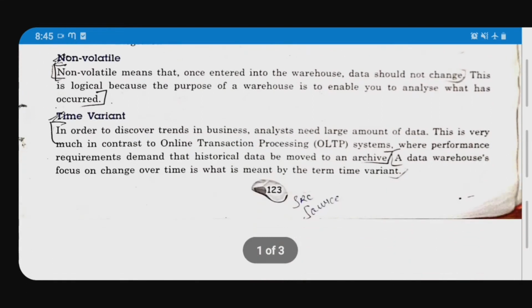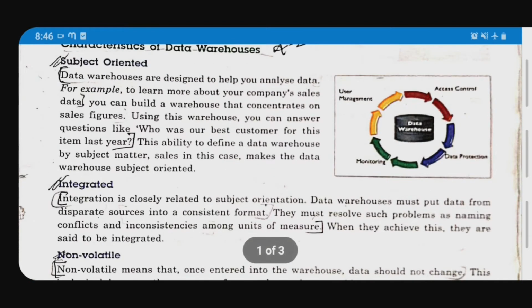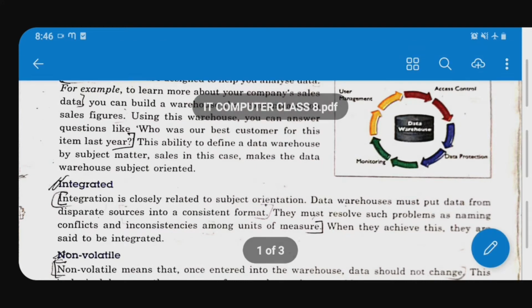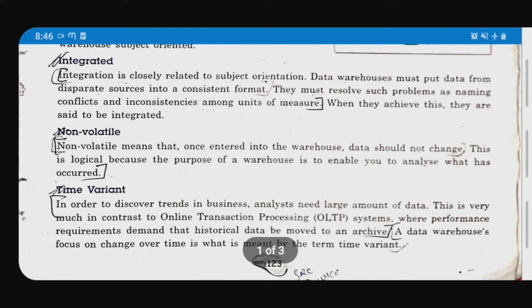Time variant. In order to discover trends in business, analysts need a large amount of data. This is very much in contrast to online transaction processing (OLTP) systems, where performance requirements demand that historical data be moved to an archive. A data warehouse's focus on change over time is what is meant by the term time variant. So here are the characteristics we studied: subject oriented, integrated, non-volatile, time variant.